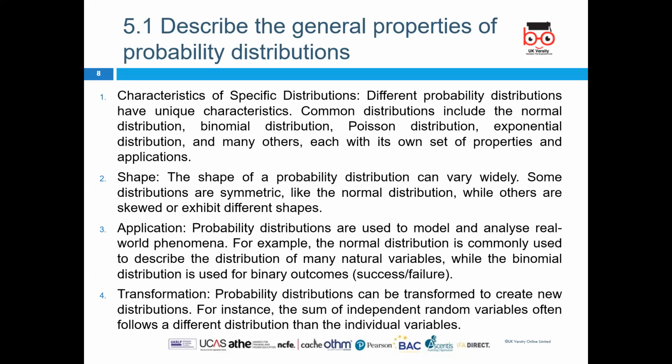Then we have transformation. Probability distributions can be transformed to create new distributions. For example, the sum of independent random variables often follows a different distribution than the individual variables. So that is how you can use the transformation of a probability distribution to create a new distribution.